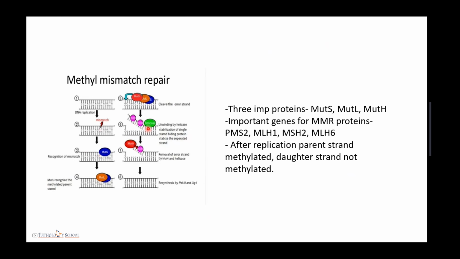Then helicase will come into play. It will try to stabilize the single strand binding protein. And then there will be removal of the error strand by MUT-H. And then resynthesis will happen with the help of polymerase and the ligase. So they are going to add new base pairs to the removed base pair areas. So important genes, as we have discussed earlier: after replication, the parent strand is methylated and the daughter is not.